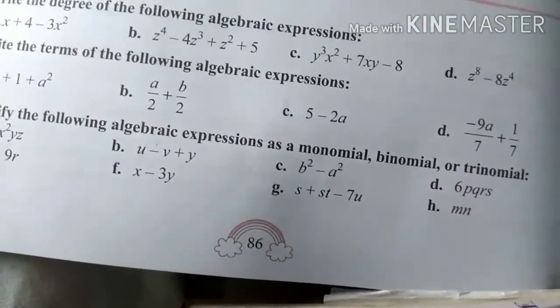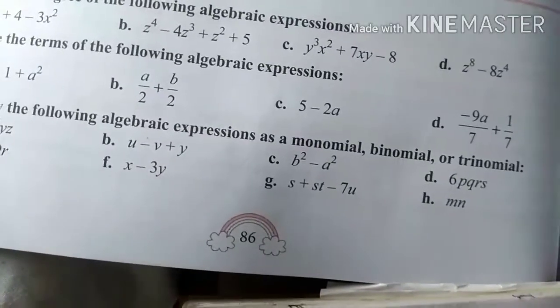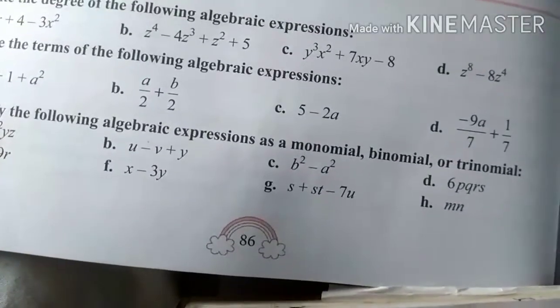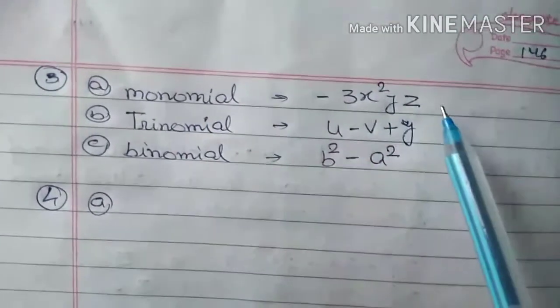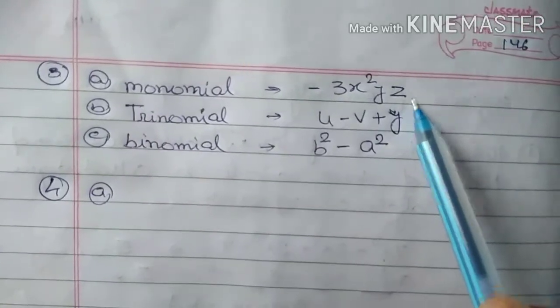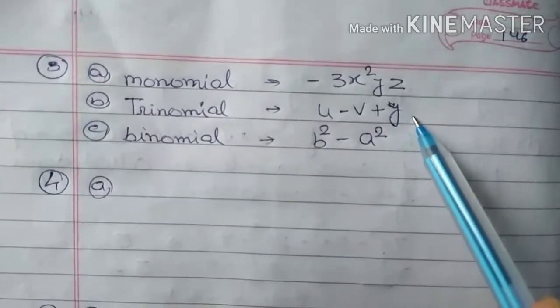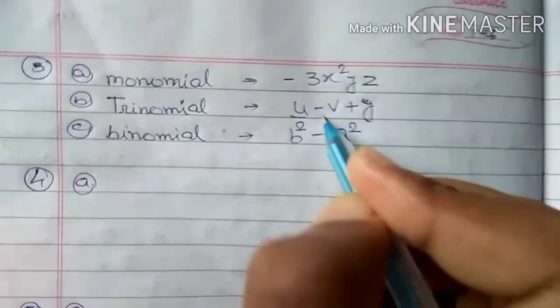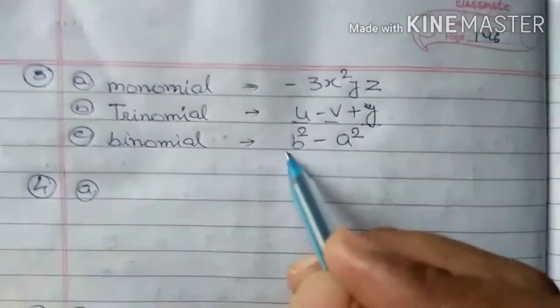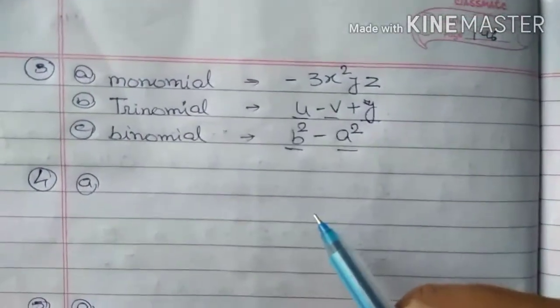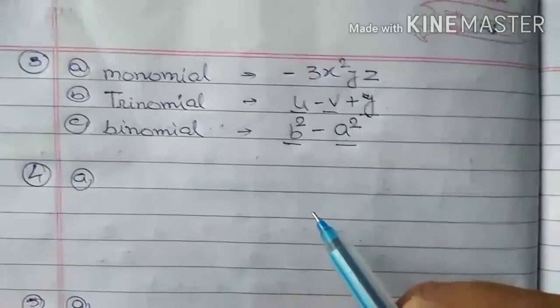Next one is b square minus a square. It has two terms. So it's a binomial. Okay. So question number A is a monomial, B is a trinomial because there are three terms, and question number C has two terms. So it's a binomial. Okay.